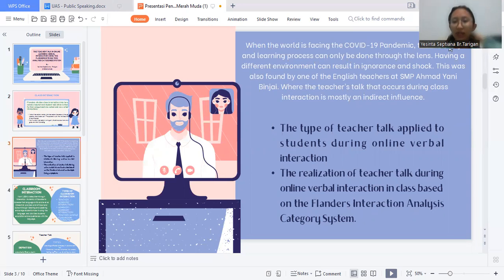And today we will discuss what type of teacher talk is applied to students during online verbal interaction, and how teacher talk is realized during online verbal interaction in class based on the Flanders interaction analysis category system. And the data is what we found in the journal.